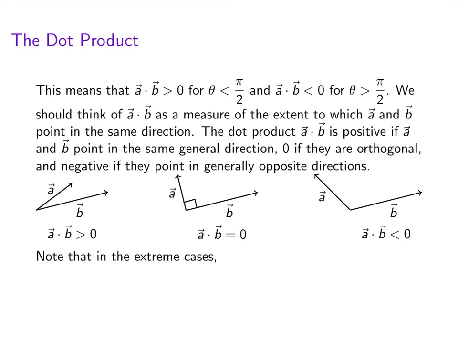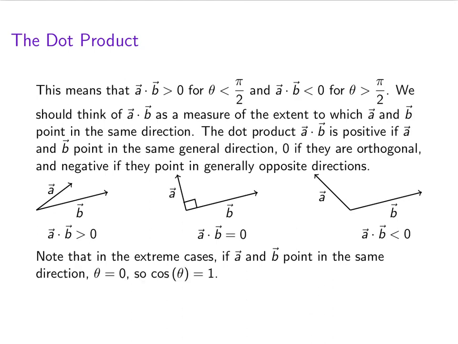Now you can have some extreme cases. What happens if a and b point in exactly the same direction? Then theta is 0, and that means cosine theta is 1. And in that case, a dot b is equal to the length of a times the length of b.